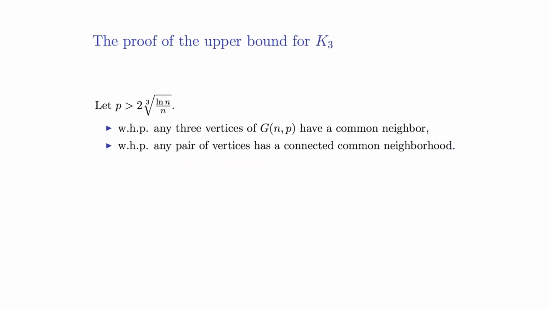First of all, it is not hard to see that for such p, any 3 vertices have a common neighbor in the random graph, and that every pair of vertices induces, if you consider the common neighborhood of any pair of vertices, then we get a connected induced subgraph. And from these 2 properties, it is not difficult to see that there exists a tree that percolates G(n,p).